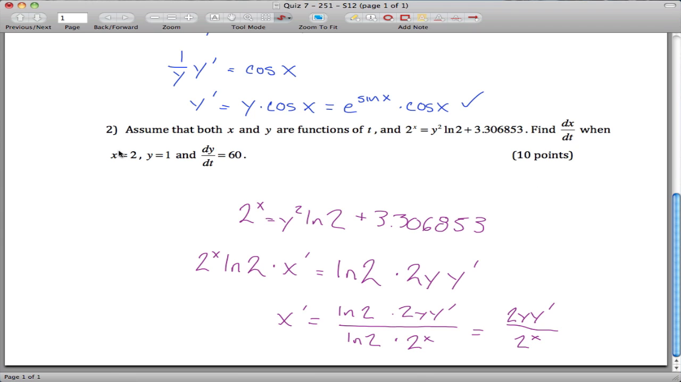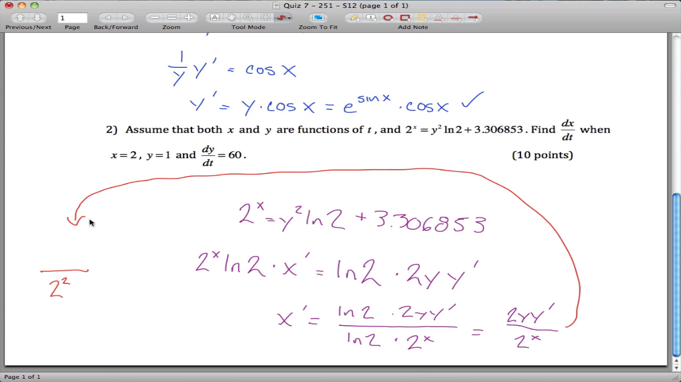We want to find this derivative when x equals 2, y equals 1, and y prime is 60. So now we plug in. Back over here, if we plug in x equals 2, you get 2 squared on the bottom, y equals 1, 2 times 1, and y prime is 60. So we get this, which is what, 120 over 4, which is 30. So final answer here is just 30. And I guess that is the end of this problem and thus this quiz.